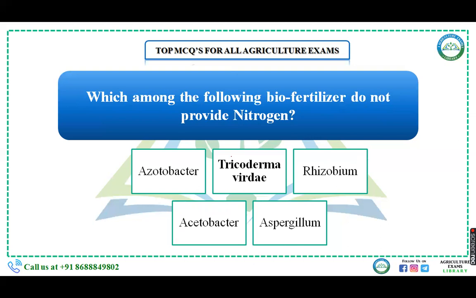Next question: which among the bio-fertilizers does not provide nitrogen? Azotobacter, Trichoderma, Rhizobium, Acetobacter, Azospirillum. The question is regarding bio-fertilizers. There are various types of bio-fertilizer: free living, associative, symbiotic. Rhizobium is symbiotic nitrogen fixation. Azotobacter is free living. Azospirillum is an associative symbiotic nitrogen fixer. Only one option does not provide nitrogen, that is Trichoderma viride. The right answer is Trichoderma viride.